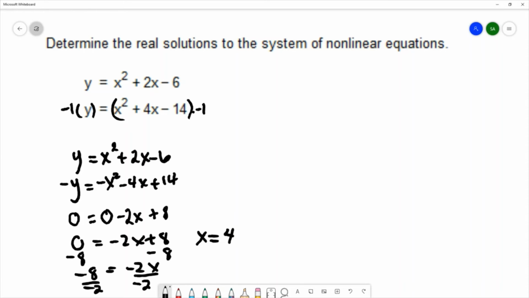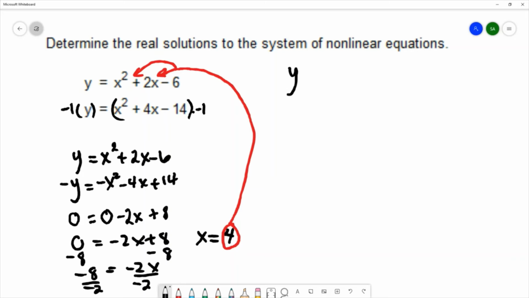Now my solution to this system will be an ordered pair, and we've only found the x coordinate of this. So now we need to find the y coordinate. So I'll substitute this x coordinate of 4 into x in that first equation. You could also use the second equation as well.